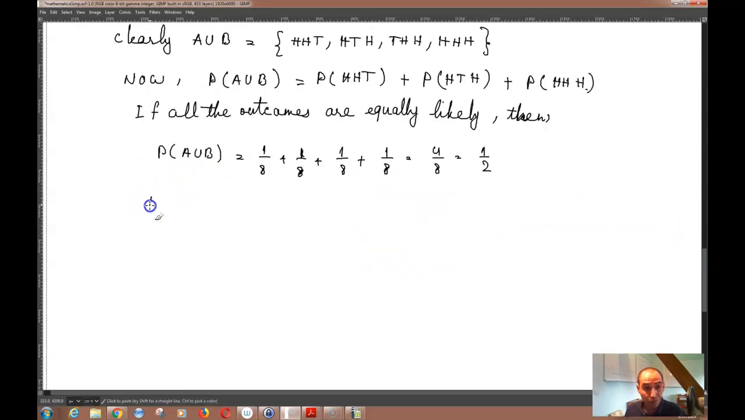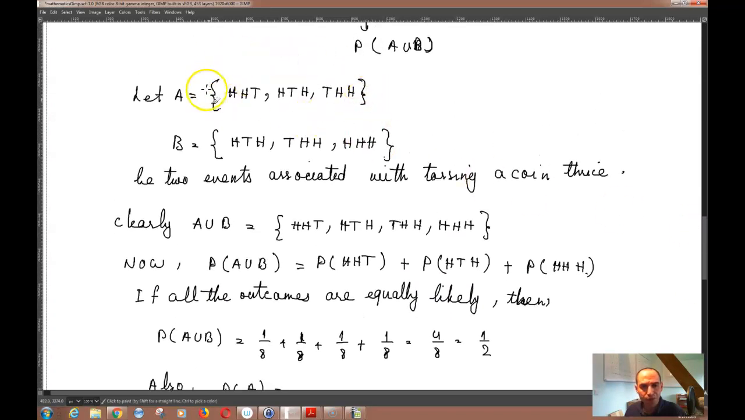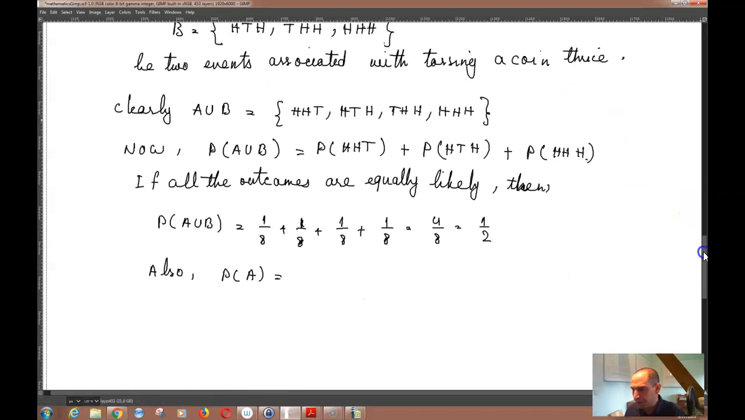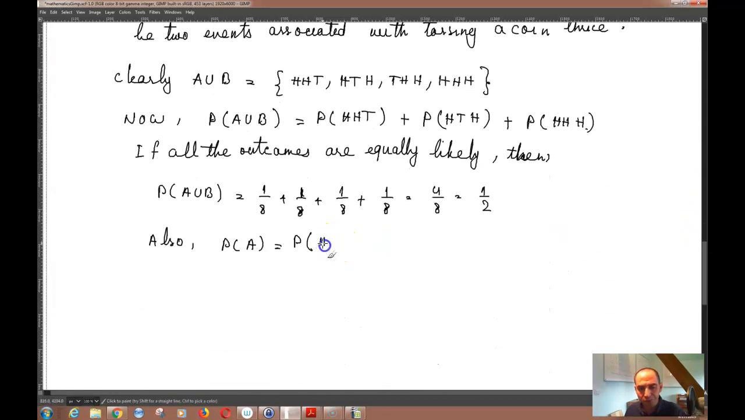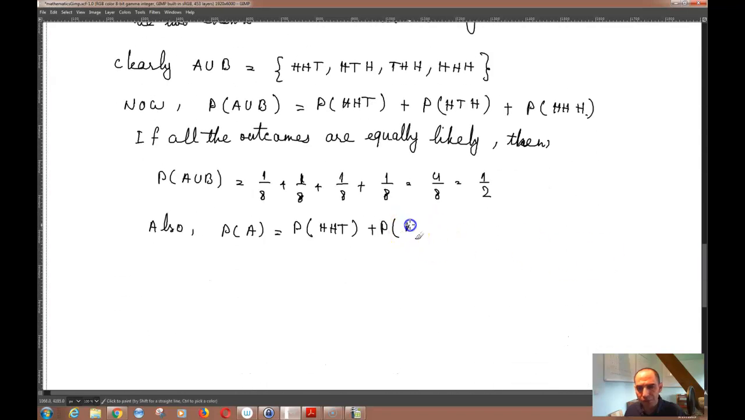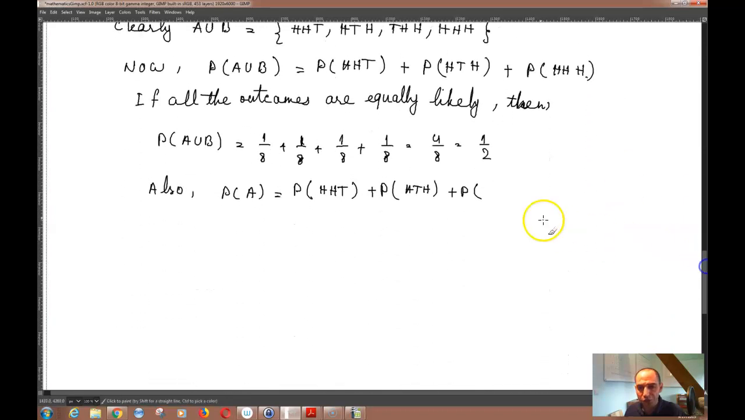Also P of A, which is basically P of this event here, P of A is equal to P of, for example, HHT plus P of, for example, HDH plus P of THH, which is of course 1/8 plus 1/8 plus 1/8, which is equal to 3/8.